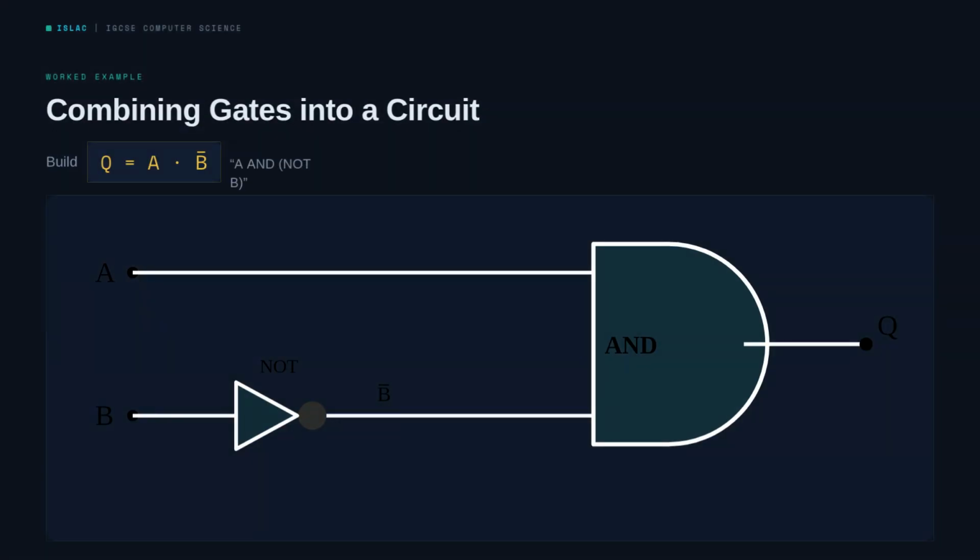Real circuits combine gates. Here's Q equals A AND NOT B. We first invert B with a NOT gate, then feed A and NOT B into an AND gate. Follow the wires from left to right, the output of one gate becomes the input of the next.